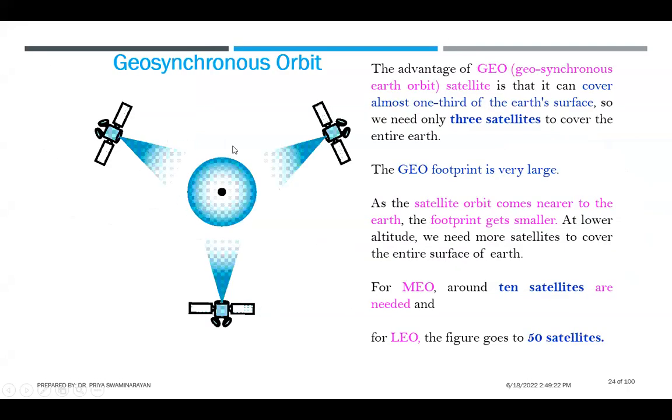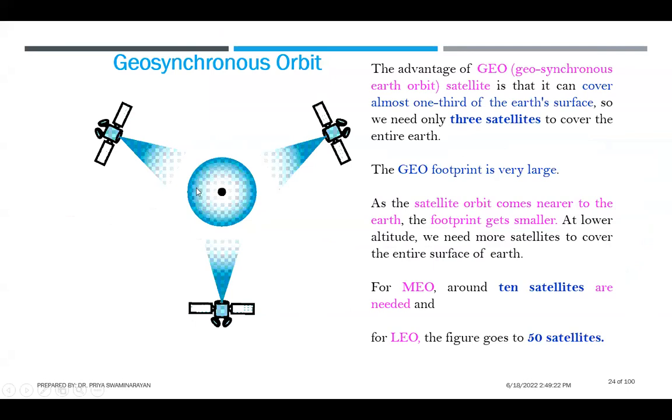Now, as I said, you can see this is a GEO satellite, right? In the GEO satellite, the distance is more, and because of that, the footprint area is more compared to MEO and LEO. So only with the help of 3 satellites, we can cover the entire planet, right?